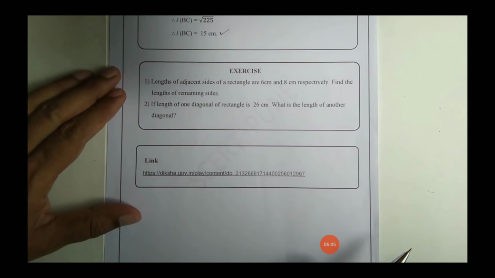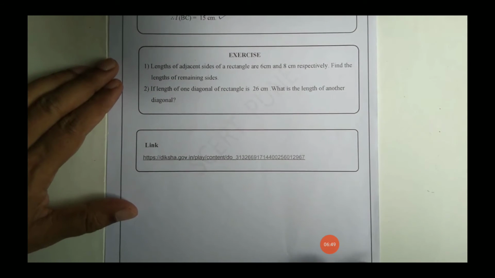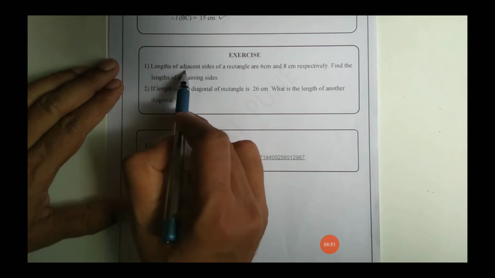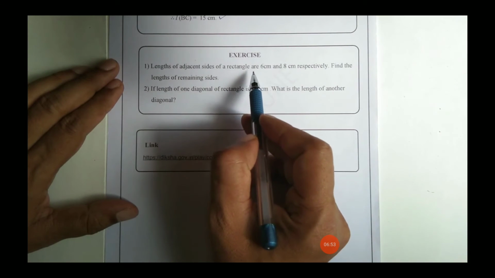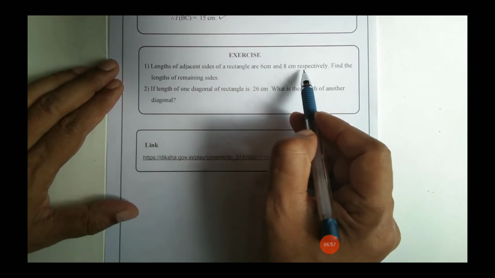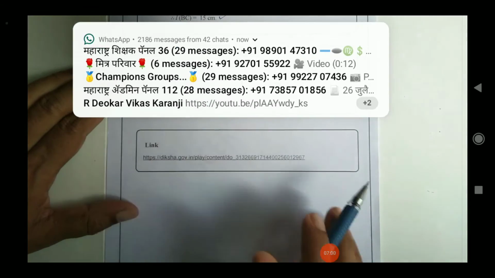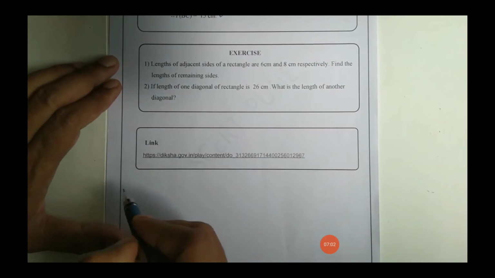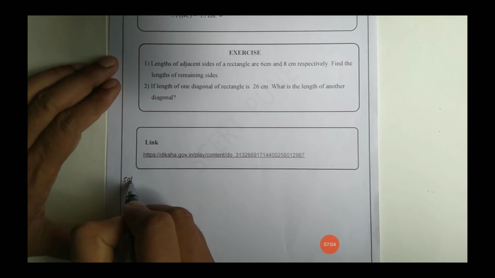Okay, now what is the exercise? These two problems are very simple problems and we'll solve it here only. What is the first question? Length of adjacent sides of a rectangle are 6 centimeter and 8 centimeter respectively. Find the length of remaining sides. So how will you solve that? Solution कसा असेल for first?